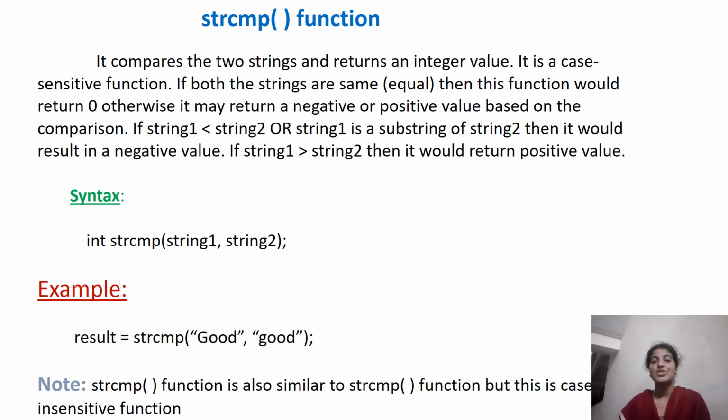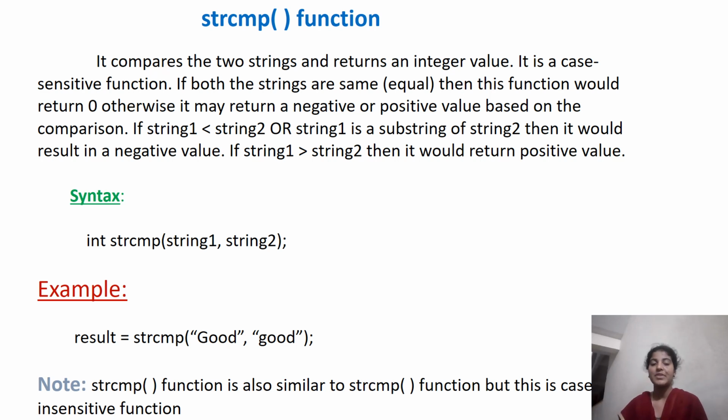Here, the string comparison function compares two strings and returns an integer value. It is a case sensitive function. If both the strings are the same, meaning equal, then this function returns 0. Otherwise, it returns a negative or positive value based on the comparison. If string 1 is less than string 2, the result is a negative value. If string 1 is greater than string 2, then it returns a positive value.